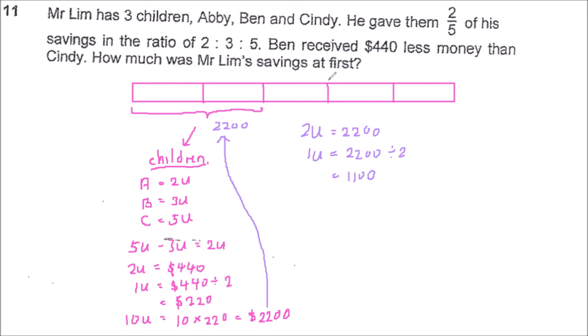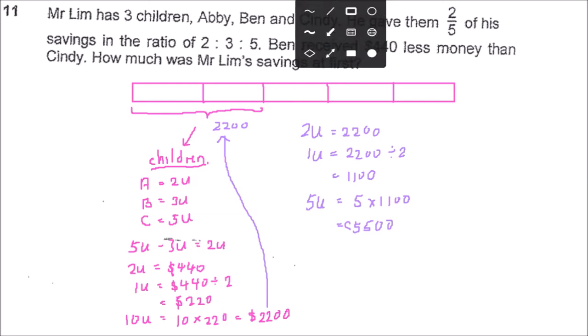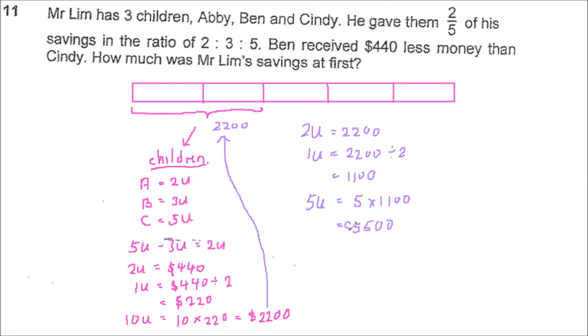So all of Mr. Lim's savings at first is 1, 2, 3, 4, 5. 5 units. 5 times 1100. We have a total of 5,500. What is this? 5, yeah, correct. So it's $5,500. Okay, so that's the answer.